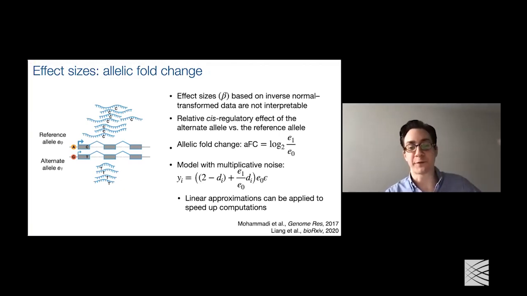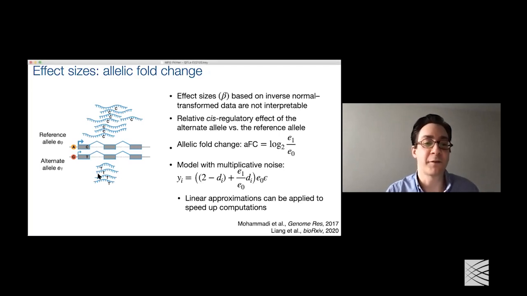Everything I've described so far in terms of the mapping relies on the normalized gene expression space that is described earlier. And while this is great for performing the associations robustly, the effect sizes that come out of this are not necessarily meaningful or interpretable. So what we actually want to know and quantify is the relative cis-regulatory effect of the alternative allele compared to a reference. The way we quantify this is as allelic fold change, the definition of which is shown here. It's essentially the log fold change of expression of the alternative allele over the reference.